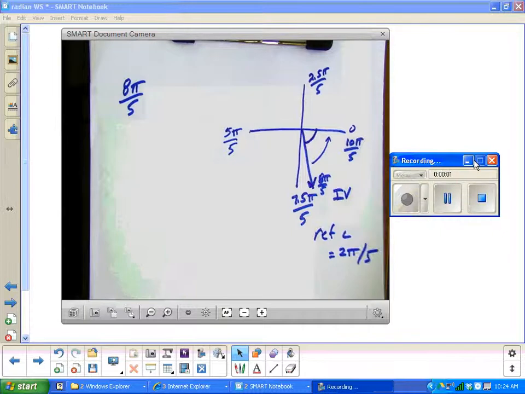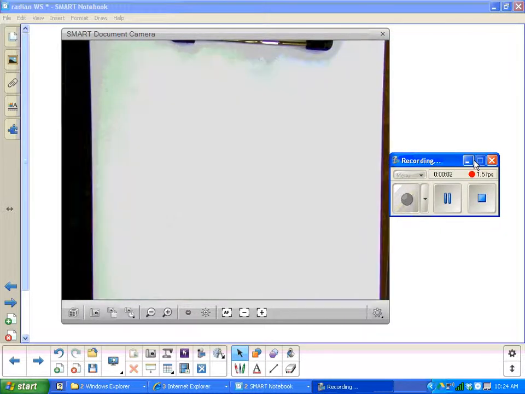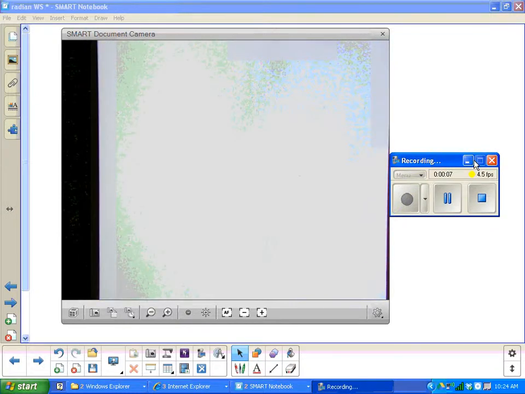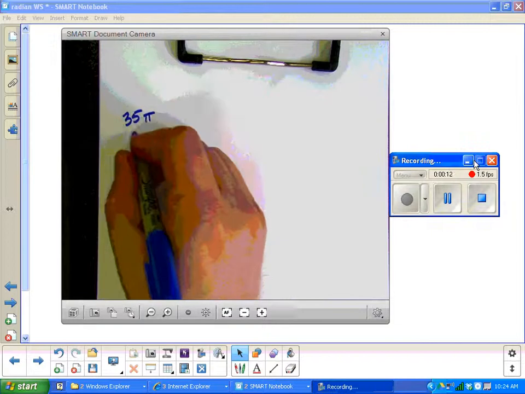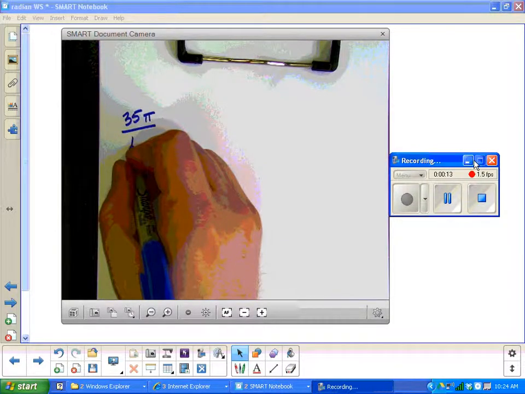Now, I'm going to throw you a curveball. Let's see if you can hit this one. All right. Let's do 35 pi over 12.